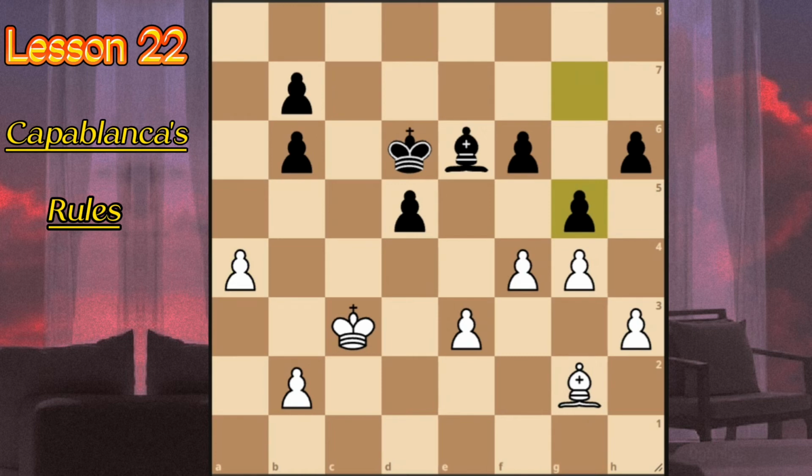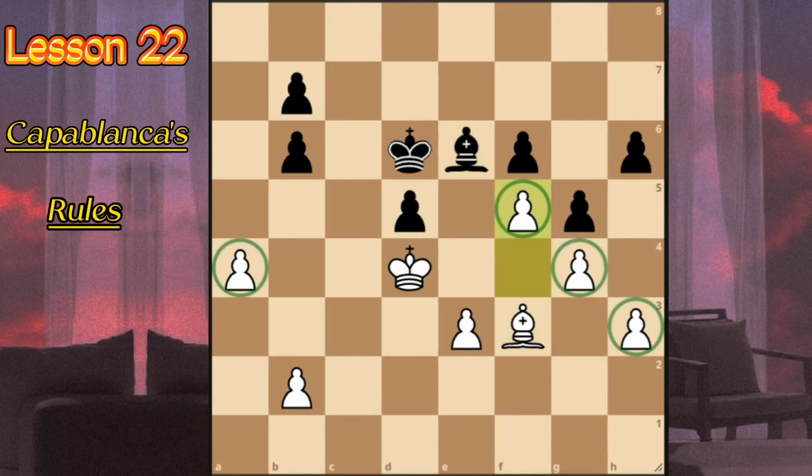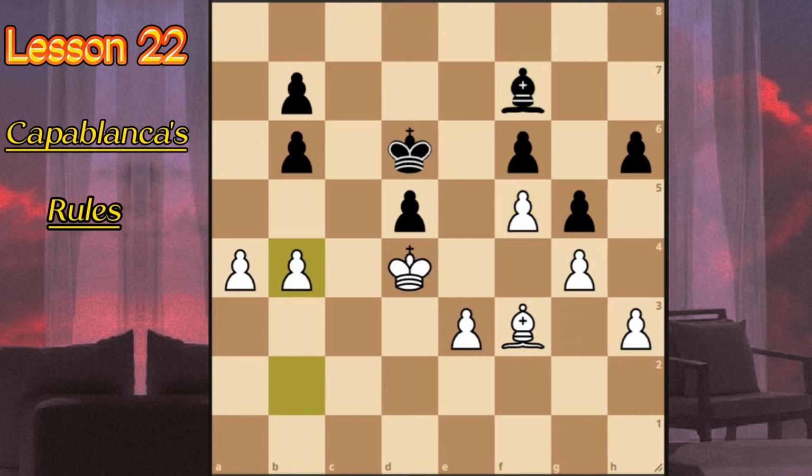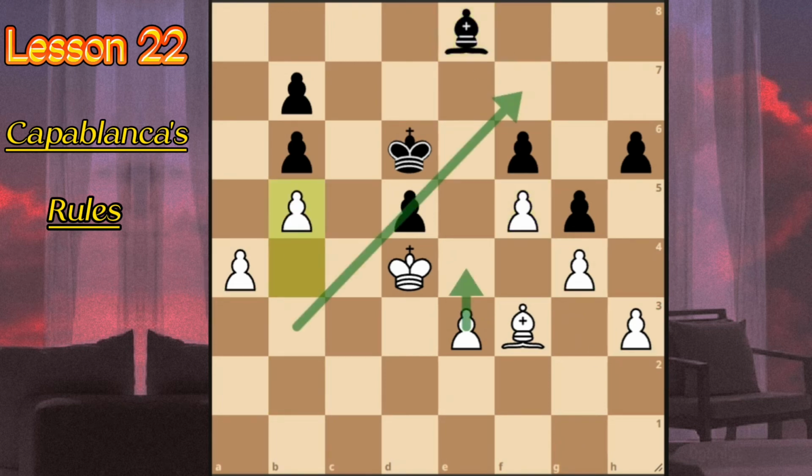Okay, black plays g5, king d4, and again we are breaking Capablanca's rule for the second time. We put nearly all our pawns on the light squares, breaking Capablanca's rule. b4 and b5. The third time Capablanca's rule is broken.